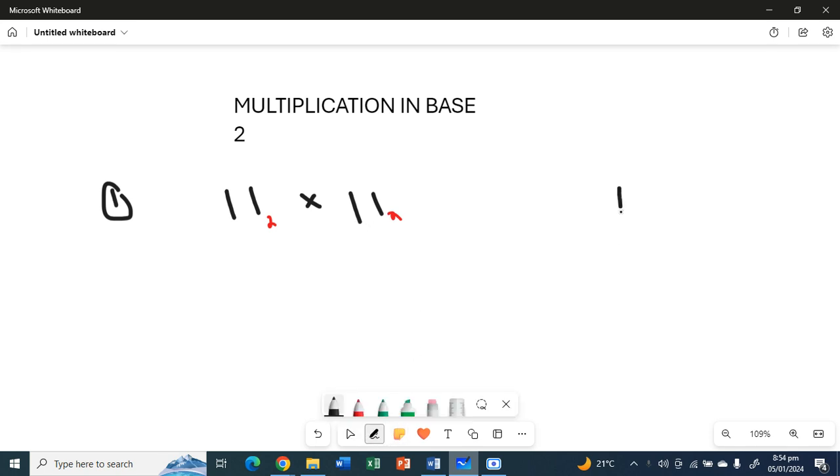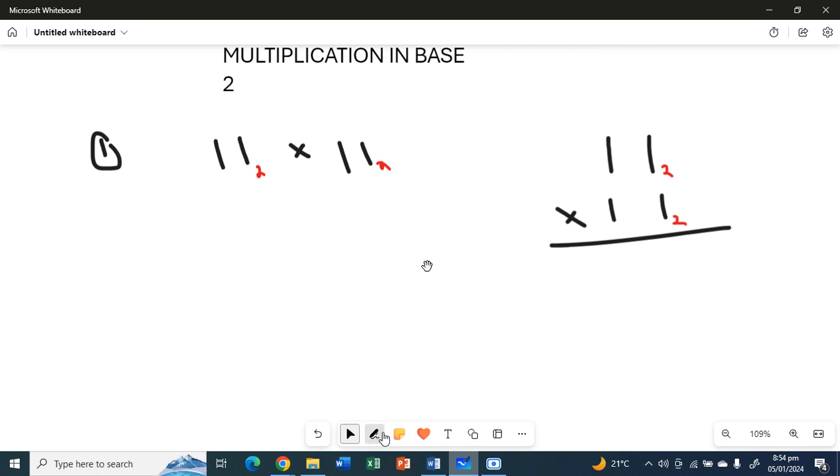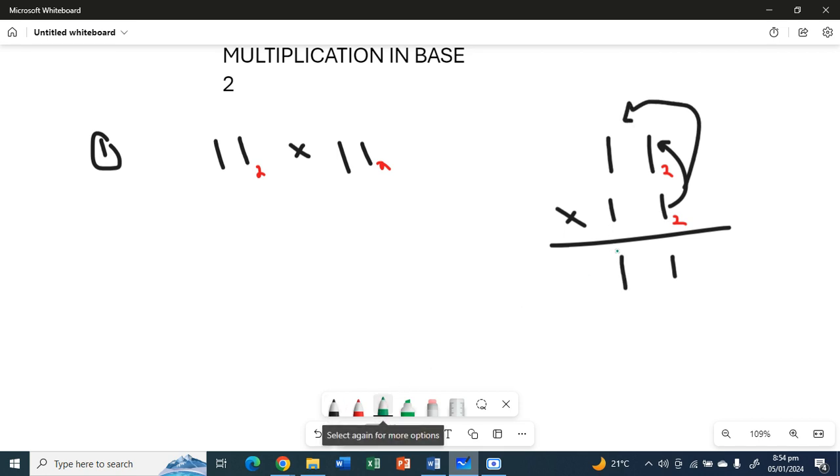This is our first example, so we can write it down here: 11 multiplied by 11. Let's not forget that it's in base 2, and here we put in base 2. The multiplication part is easy. 1 multiplied by 1 is 1. 1 multiplied by 1, 1. Then 1 multiplied by 1, that is 1. 1 multiplied by 1, that is 1.